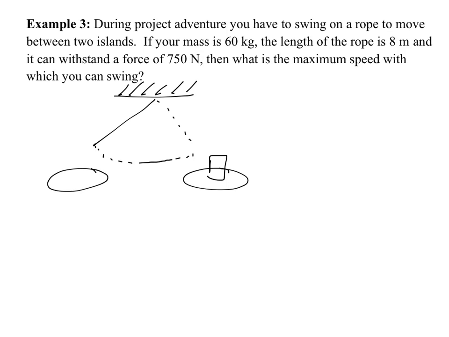So you're starting on the left island, and you're following this path the whole way, and ending up over there. Now, if your mass is 60 kilograms, and the length of the rope is 8 meters, and if the rope itself can withstand a force of 750 newtons before it snaps, then what's the maximum speed with which you can swing? So the question becomes, how fast can you swing so that the rope doesn't actually snap?